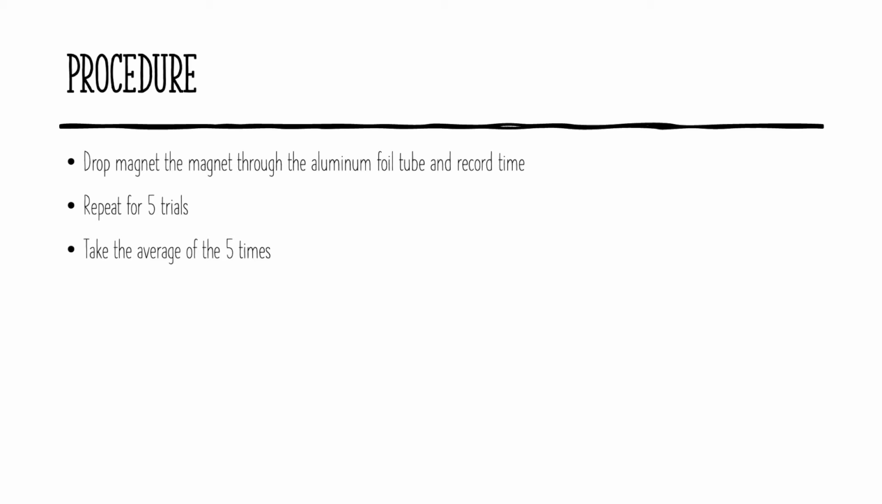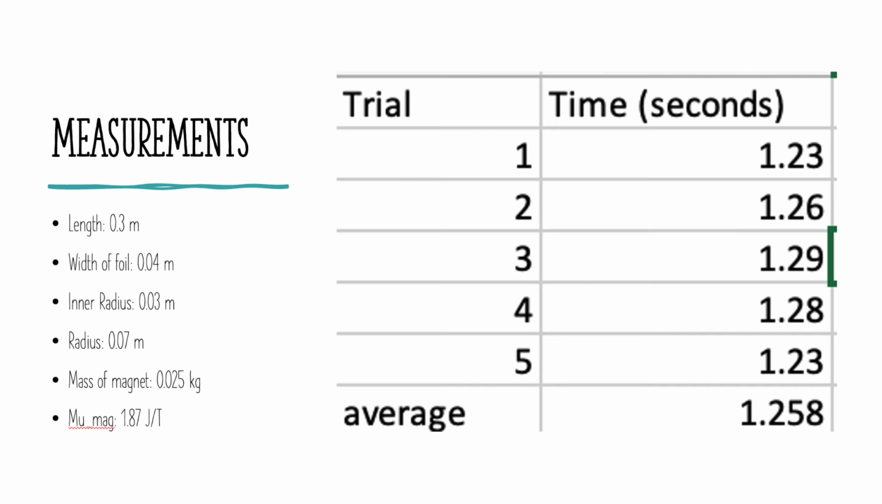Before that, however, we measured the dimensions of the aluminum tube and found the magnetic north of the magnet. Note that the magnetic north of the magnet was dropped into the tube first. As you can see on the screen, we took the measurements of the tube and found that it had a length of 0.3 meters, the foil a width of 0.04 meters, an inner radius of 0.03 meters, and a total radius of 0.07 meters.